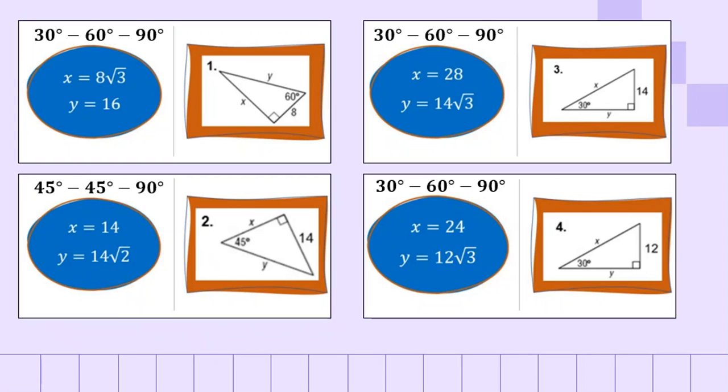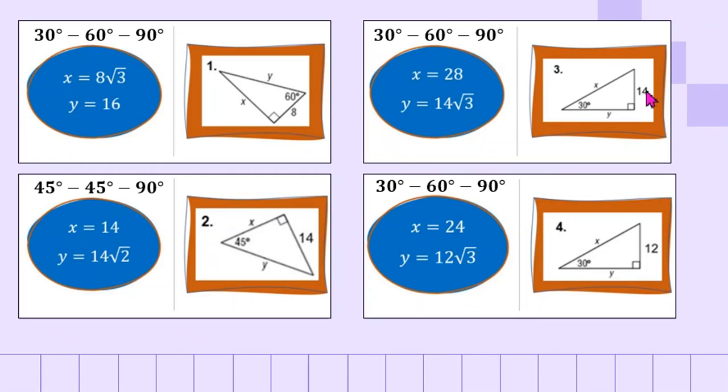In a 30, 60, 90, after you locate the shorter side, the longer side will be just times square root of 3. So copy the given value and multiply it by square root of 3. That's why we have 8 square root of 3 here. And then for the y, the hypotenuse, just double the shortest side. Double the 8, that's 16. So kanara siya.